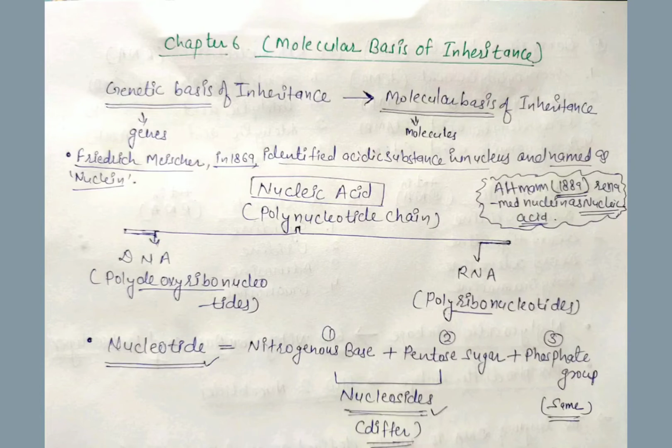After the establishment of the gene concept in 1910, it remained for biologists to discover which chemical component of the chromosomes constitutes the actual genetic material. As early as 1869, Friedrich Miescher separated nuclei from pus cells and isolated a new class of organic compounds which he named nuclein. Nuclein was renamed as nucleic acid by Altman in 1889.